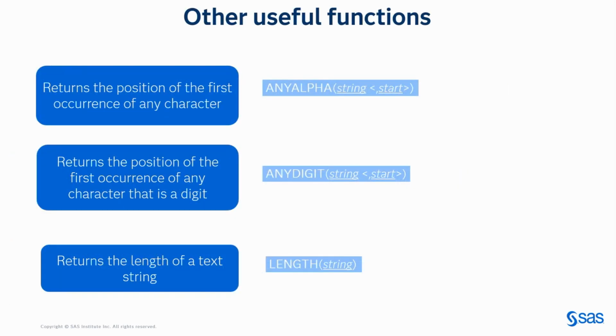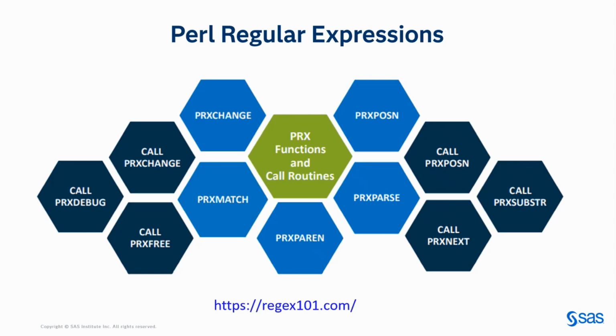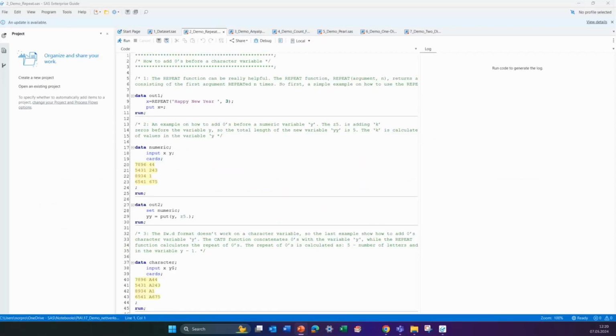Other useful functions are, as I mentioned, ANYALPHA, ANYDIGIT, and LENGTH, which counts the positions in a string. How many places is it? The combination of all of these functions is really good. So I will jump now over to the code, and I will start with a function that took me many years before I actually started using it, and it's really easy.